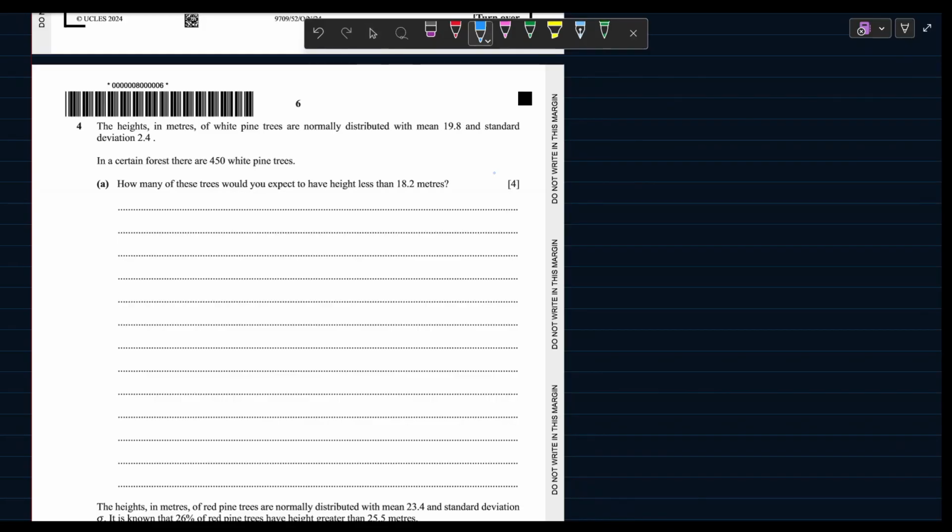Alright, so let's define our random variable. We're saying H is going to be the heights in meters of white pine trees. I'll just state the distribution, since H is pretty obviously referring to heights. This is normally distributed with mean 19.8 and standard deviation 2.4, so variance is 2.4 squared. All right, and in a certain forest of 450 white pine trees, how many of these trees would you expect?